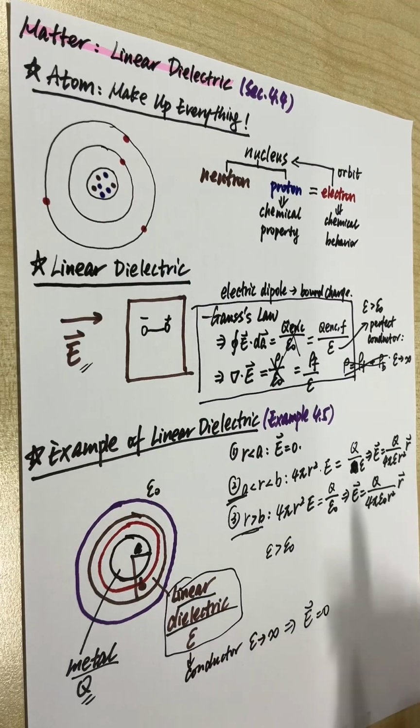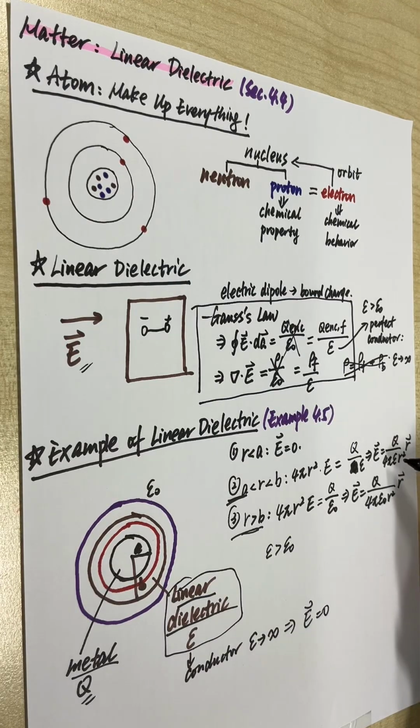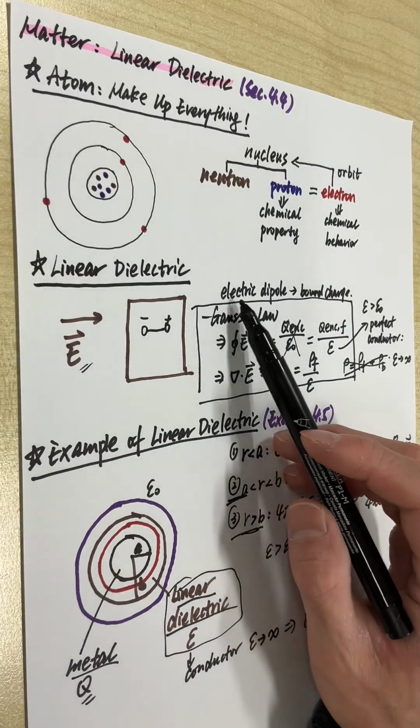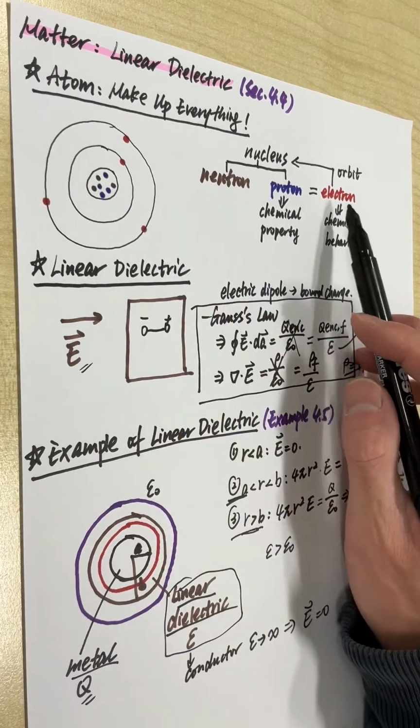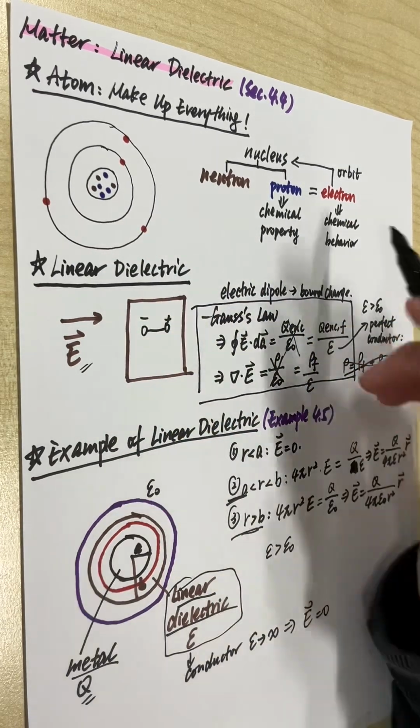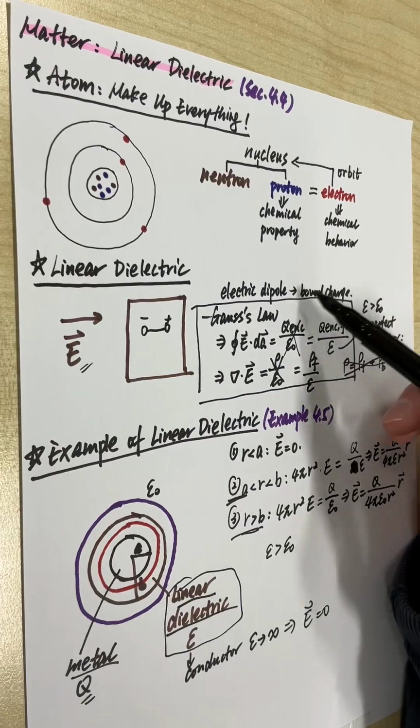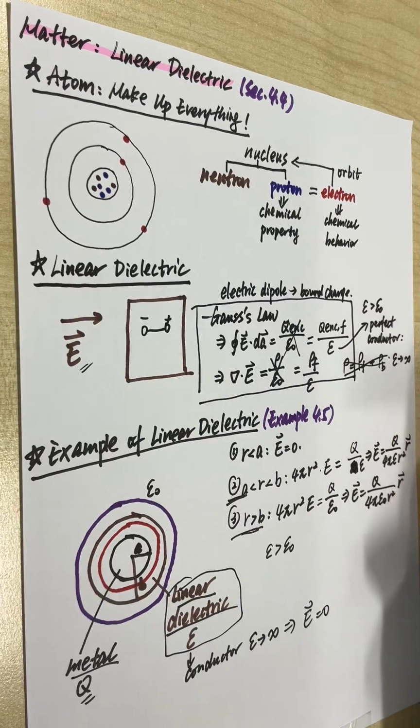So the dielectric tries to reduce the electric field, but it cannot do all the job because of the electric dipole here. The attraction between electron and proton is still very strong. They are not free to move. So there is bound charge and there is accumulation of charge.